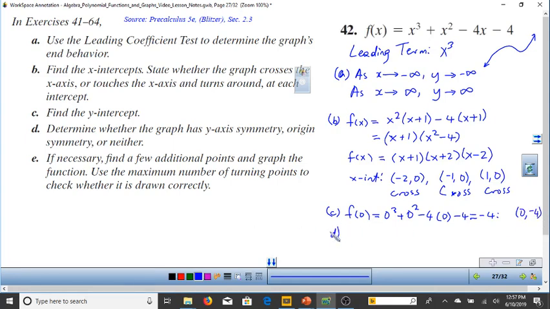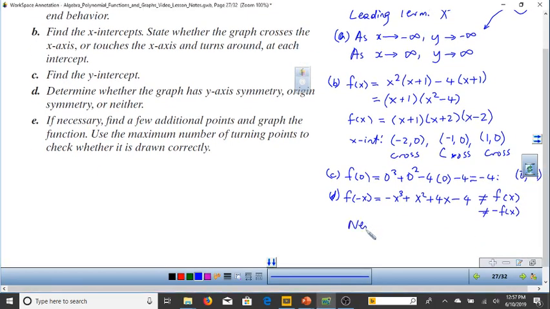We already said that there is no symmetry. So f of -x does not give you the same function, nor does it give you the negative of the original function. It just does not give you the same thing at all. So therefore, f of -x is not equal to f of x, and it's not equal to the negative of f of x. So this function has neither y-axis nor origin symmetry. It's neither odd nor even. Neither an odd function nor an even function.